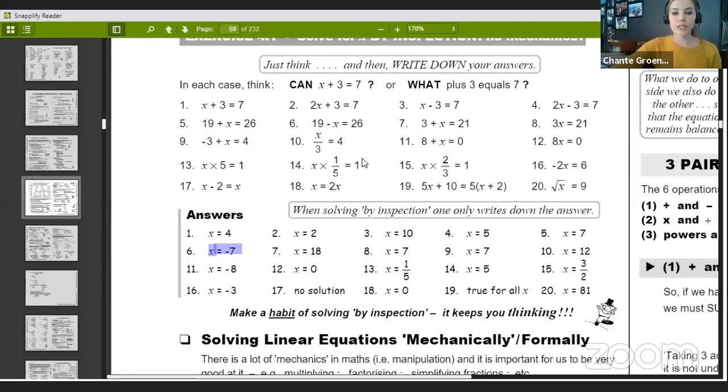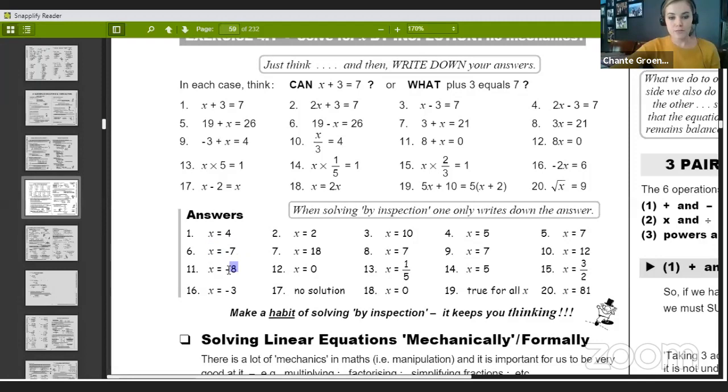Let's quickly do 11. The same here. This one is very easy again. We're taking the 8 over the rainbow. If I take it over the rainbow, what happens? It changes its sign. So this is a positive, and when it goes over the rainbow, it becomes negative 8.